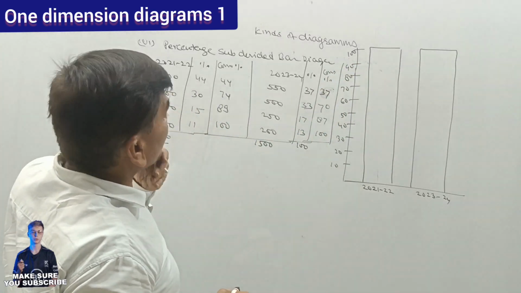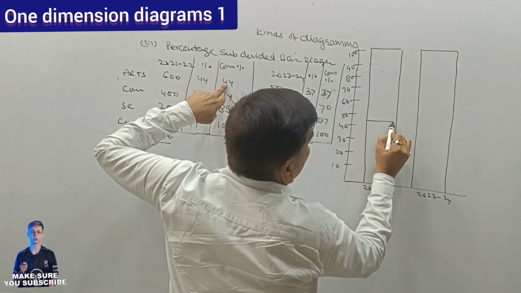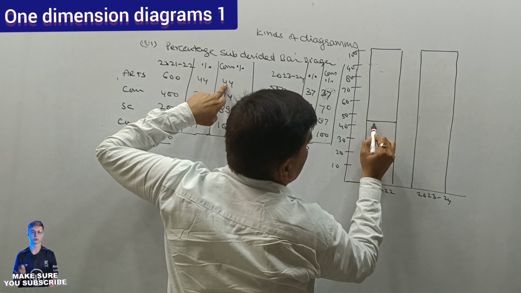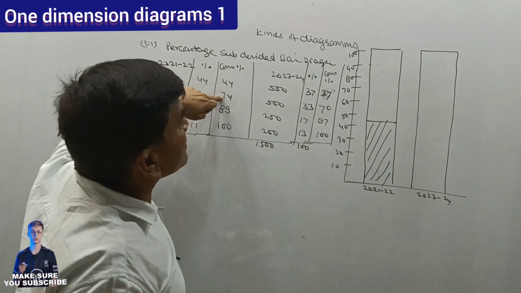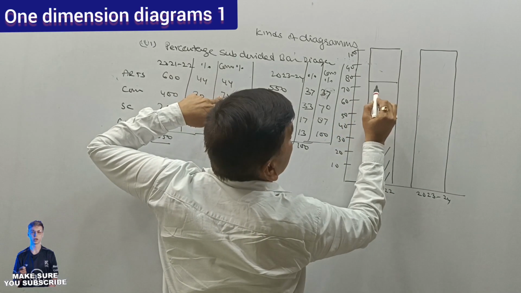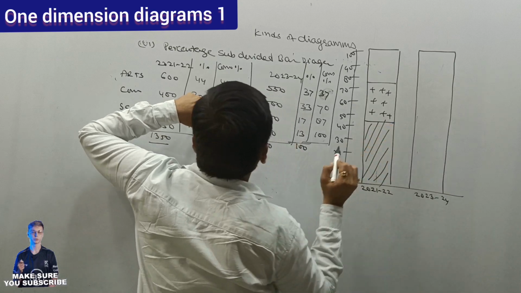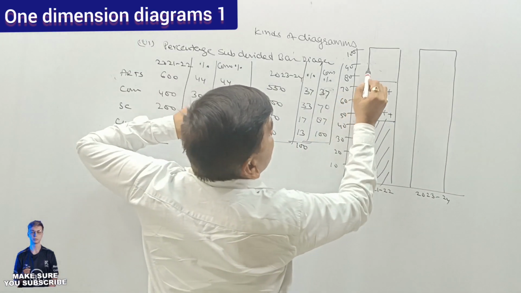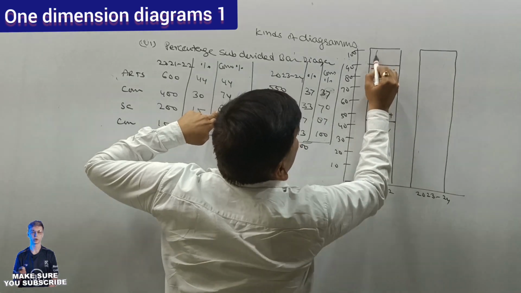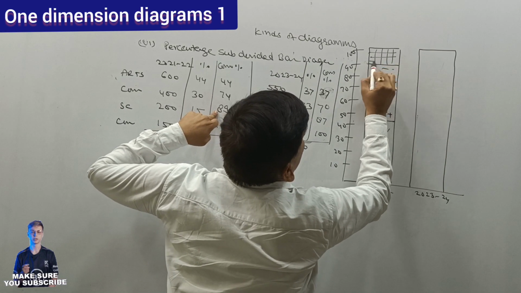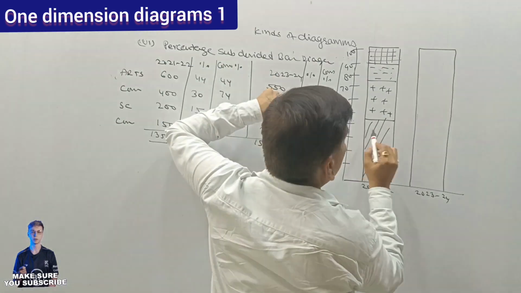Now we will draw for 2021-22. First, that will be 44, that is called arts. Second cut is 74, that will be commerce. Third cut is 89, that is called science. And the last one is computer science. Now in this, 37%, 30 and 7%.